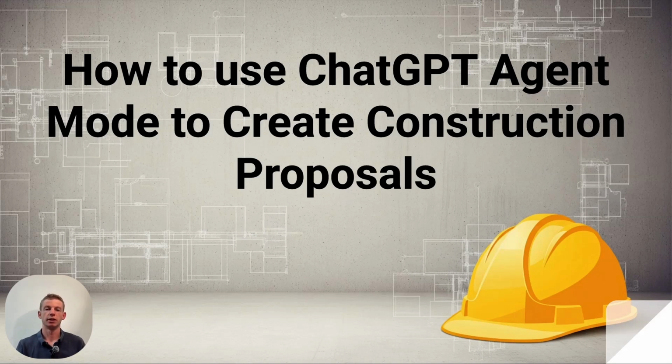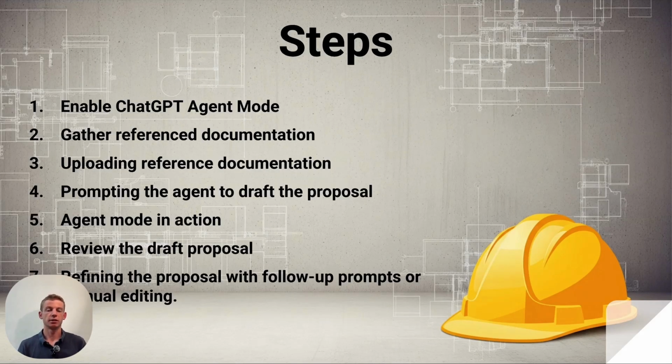The steps we've got to run through today so that you can get the most out of agent mode are, first, we need to enable ChatGPT agent mode. The second is to gather the reference documentation. This is things like your past proposals as an example, what the RFP is to give it context, some testimonials, and more information on your business.